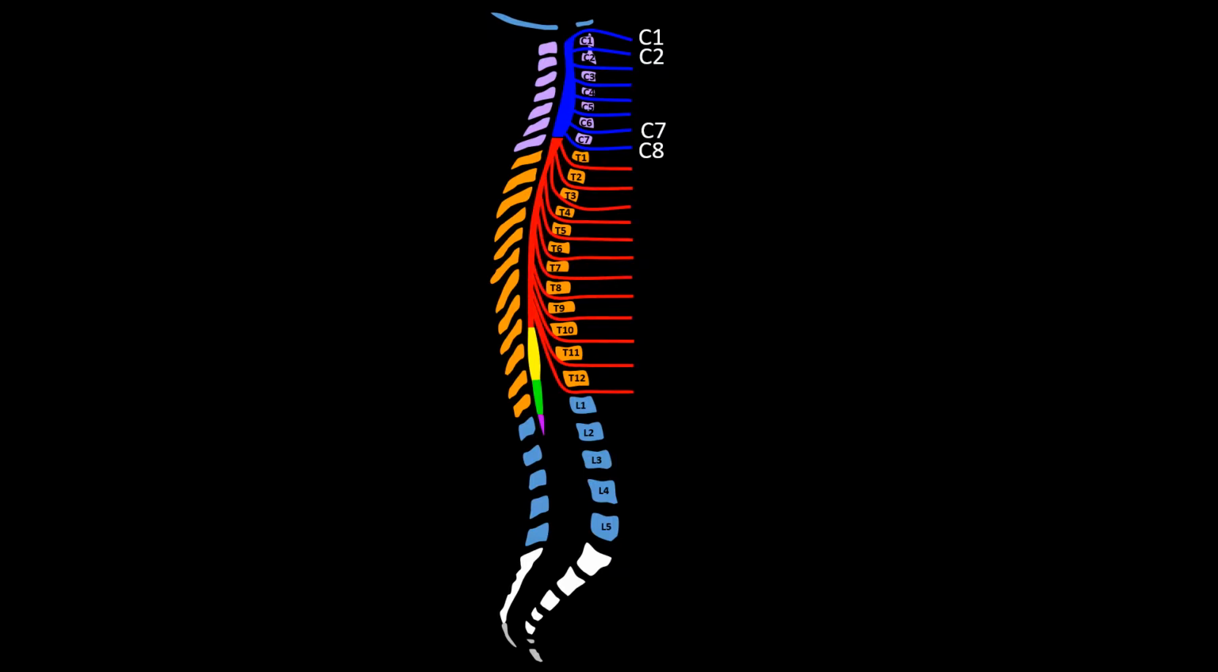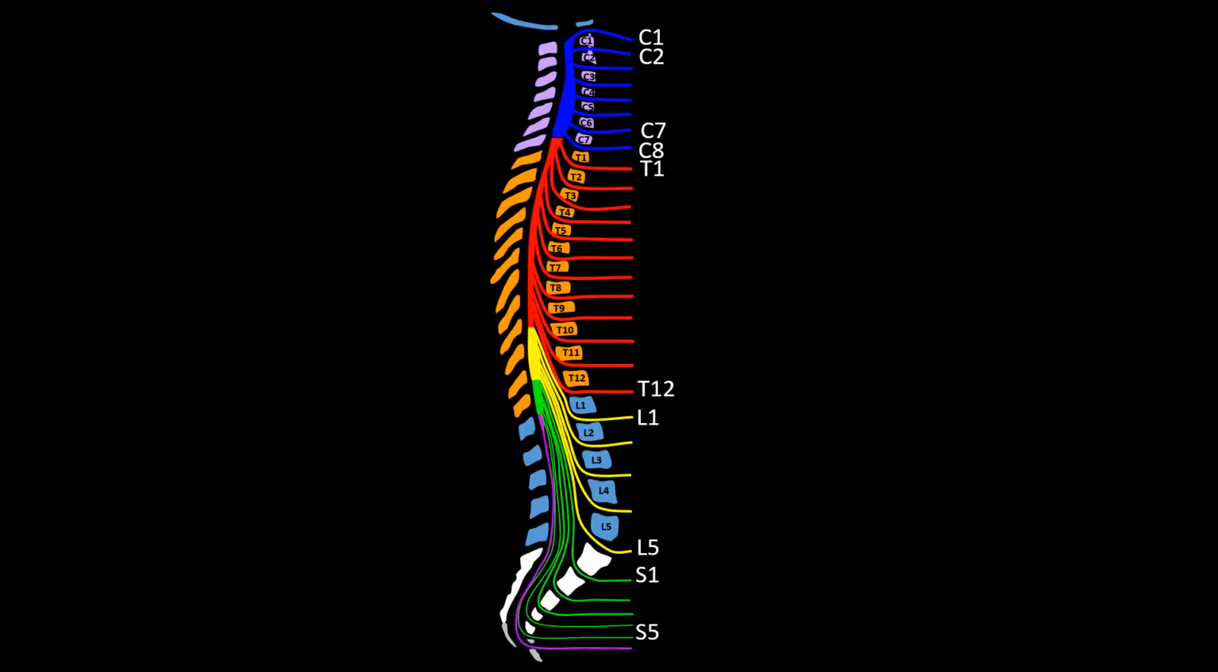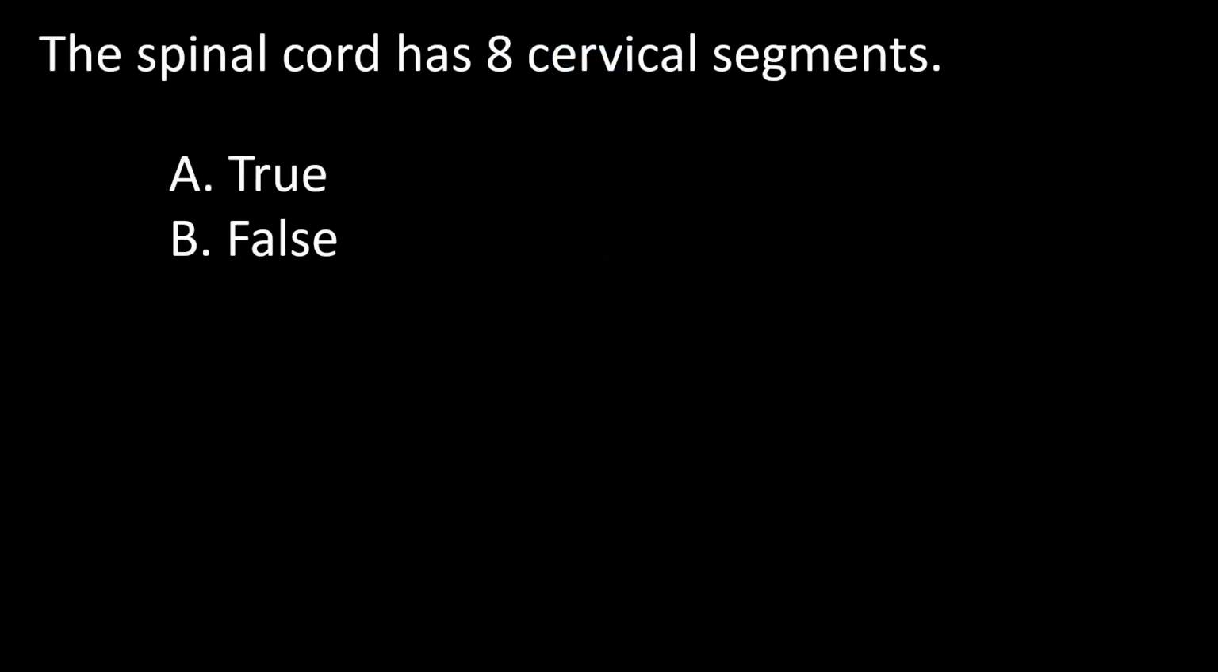From then on, all thoracic spinal nerves, that is from T1 to T12, all lumbar spinal nerves, that is from L1 to L5, all sacral spinal nerves, that is from S1 to S5, and even the coccygeal nerve exit the spinal canal below the correspondingly numbered vertebra. So the answer to this question is A.